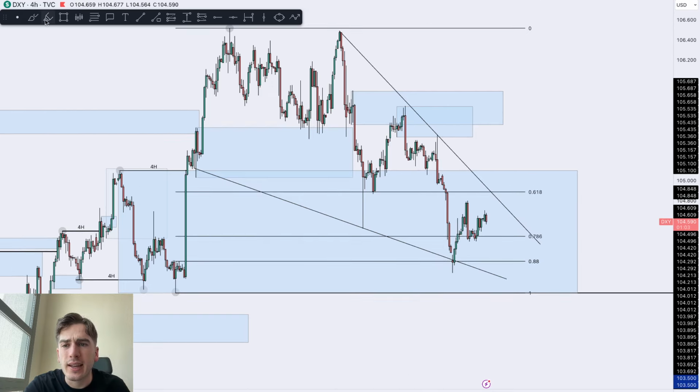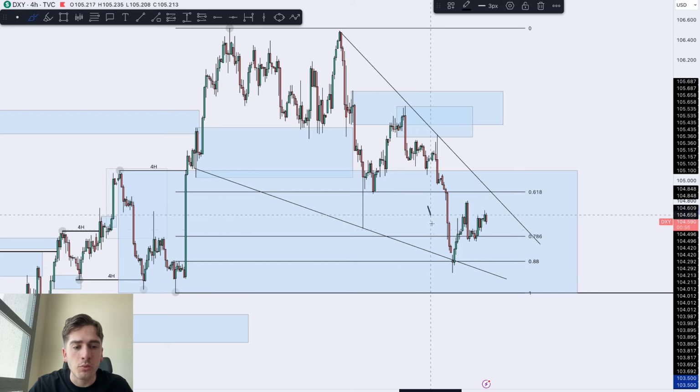The dollar index yesterday has continued to push up slightly higher. As we can currently see, after reaching that area of lower demand on the 4-hour time frame, we saw that V-shaped reversal in towards the highs.